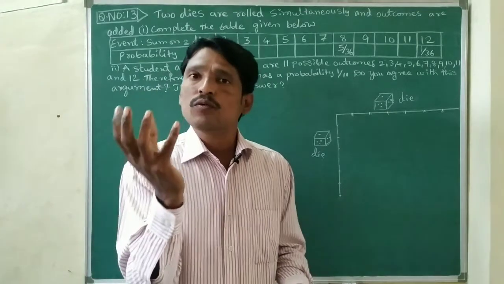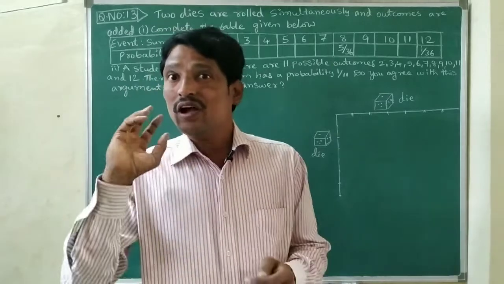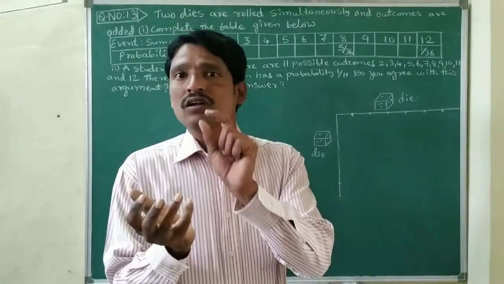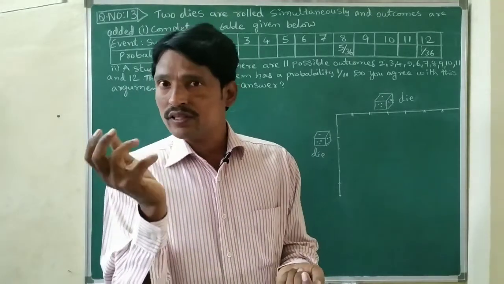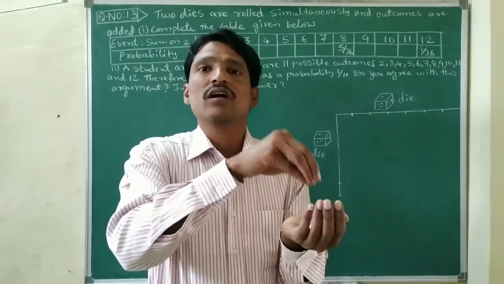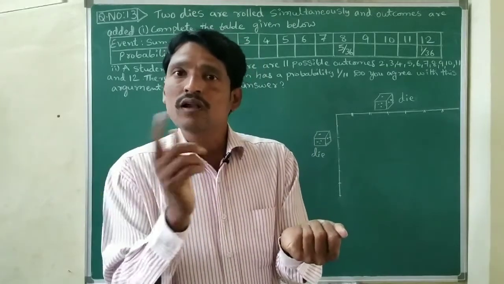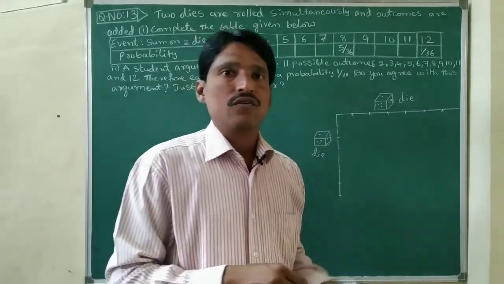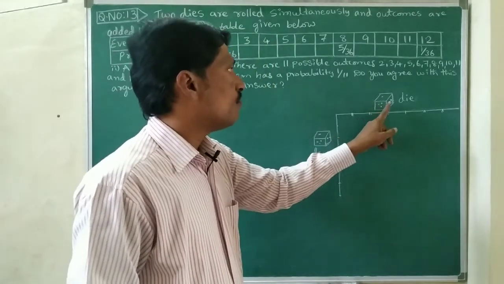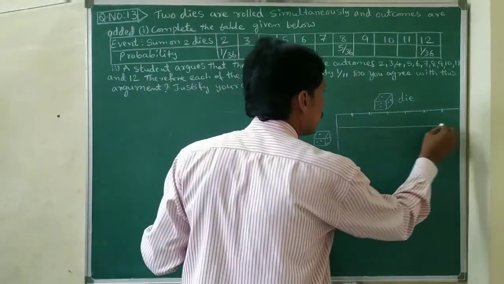So for example, in this one die, and in this also one die. I rolled once. Here we got 1 on the top face. In this also, for example, we got 4. What is the sum of the 2 dice top faces? 1 plus 4, that is 5. Like that we need to do here. So this is the first die, this is the second die. Now you can take the table.